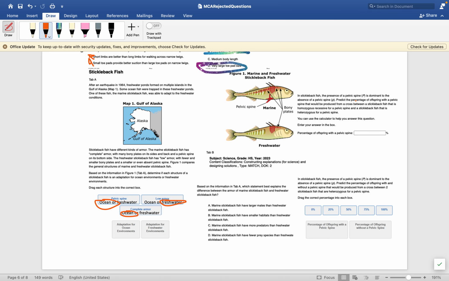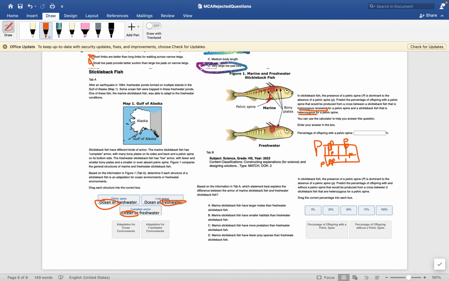In stickleback, the presence of a pelvic spine is dominant to the absence of a pelvic spine. Predict the percentage of offspring with a pelvic spine that would be produced from a cross between a stickleback fish that is homozygous recessive, 2 little p's. I'm going to make a Punnett square. P, these are my little p's. And a stickleback fish that is heterozygous. Big letter, small letter. So this is a big P and then a little p. So when I fill this in, I get big P, little p, big P, little p. And then the bottom ones here are going to be 2 little p's across.